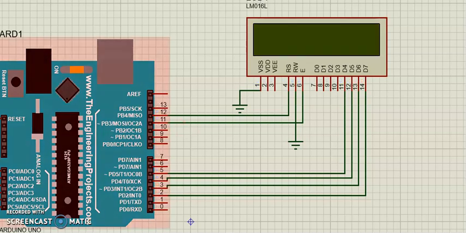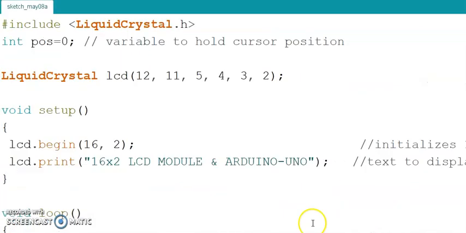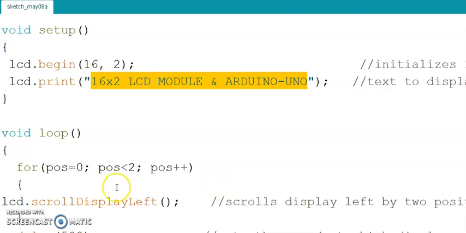Now let us go with the other program, that is, if you want to scroll the particular display. For this the rest of the part will remain the same. You need to include the library file, you need to configure this, you need to begin. And here you need to declare the message which you want to print. Now here, LCD scroll display to left.